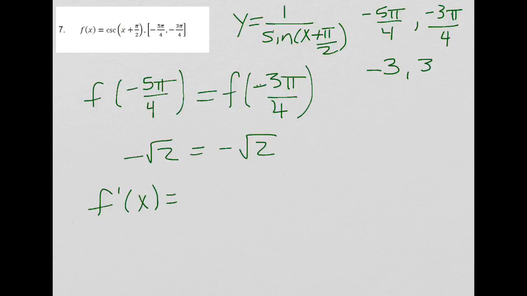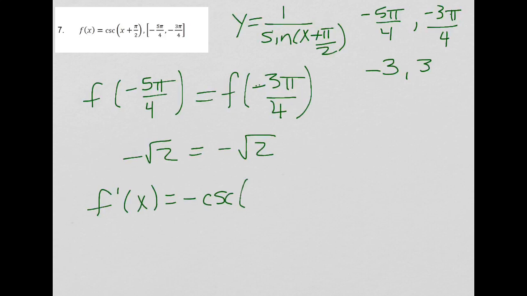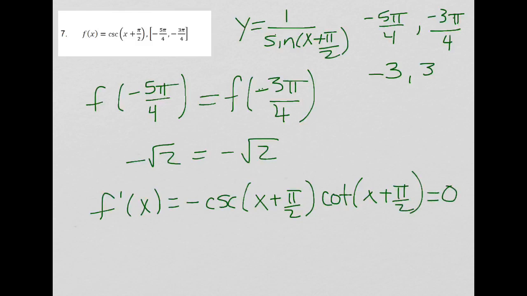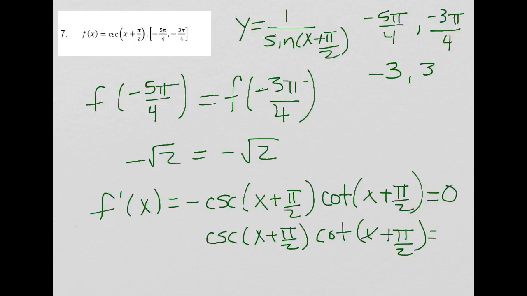So the derivative of cosecant is negative because it's a co. So it's negative cosecant of x plus pi over 2 times cotangent of x plus pi over 2. And we want to know, when does that equal 0? Well, one thing we can take out pretty quickly is the negative. If you divide 0 by a negative, it's still 0. Not a big deal there.